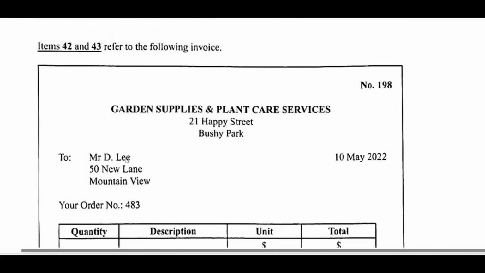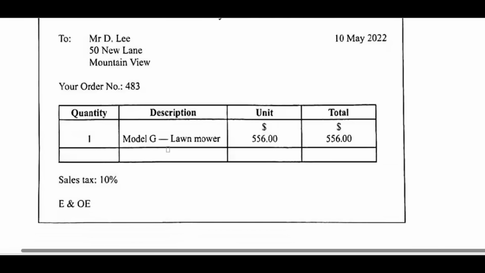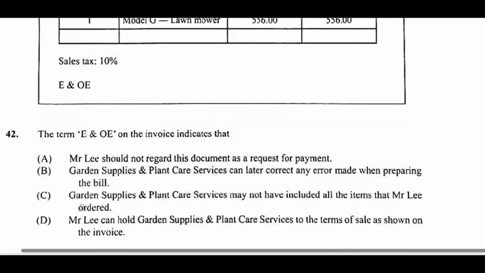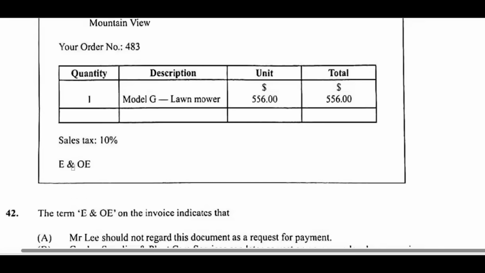Garden supplies and plant services. This is an invoice. Units, $556 total. Sales tax 10%, E and OE. This means errors and omissions accepted. Let's see what the question is. The term E and OE on the invoice indicates that E and OE means errors and omissions accepted.